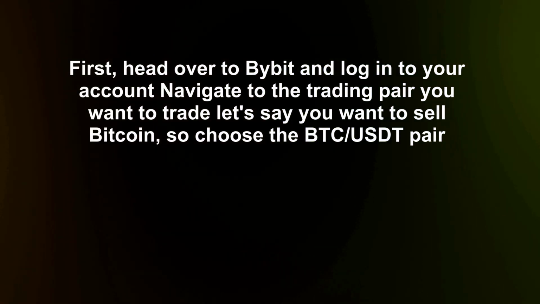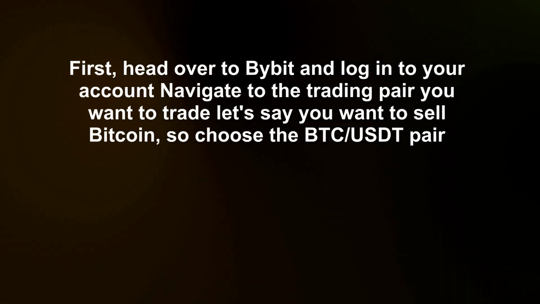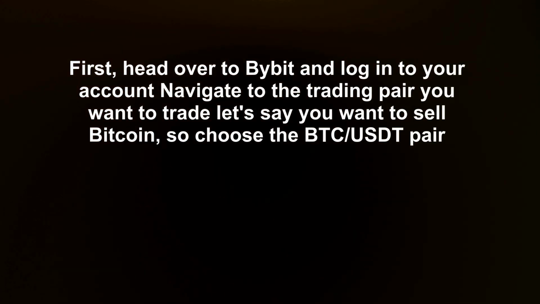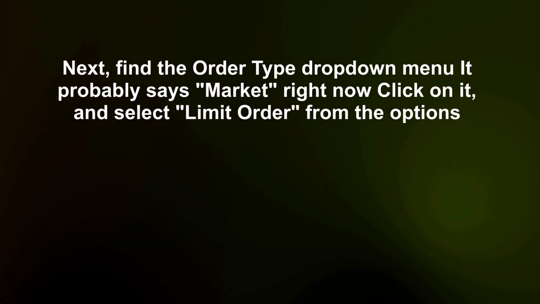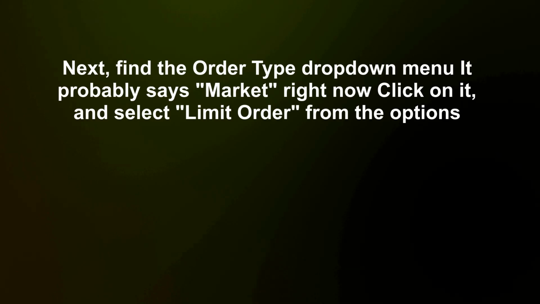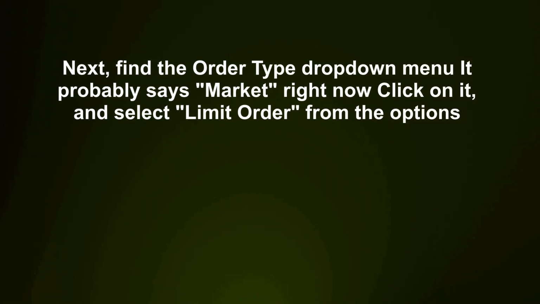Navigate to the trading pair you want to trade. Let's say you want to sell Bitcoin, so choose the BTC USDT pair. Next, find the order type drop-down menu. It probably says market right now. Click on it and select limit order from the options.